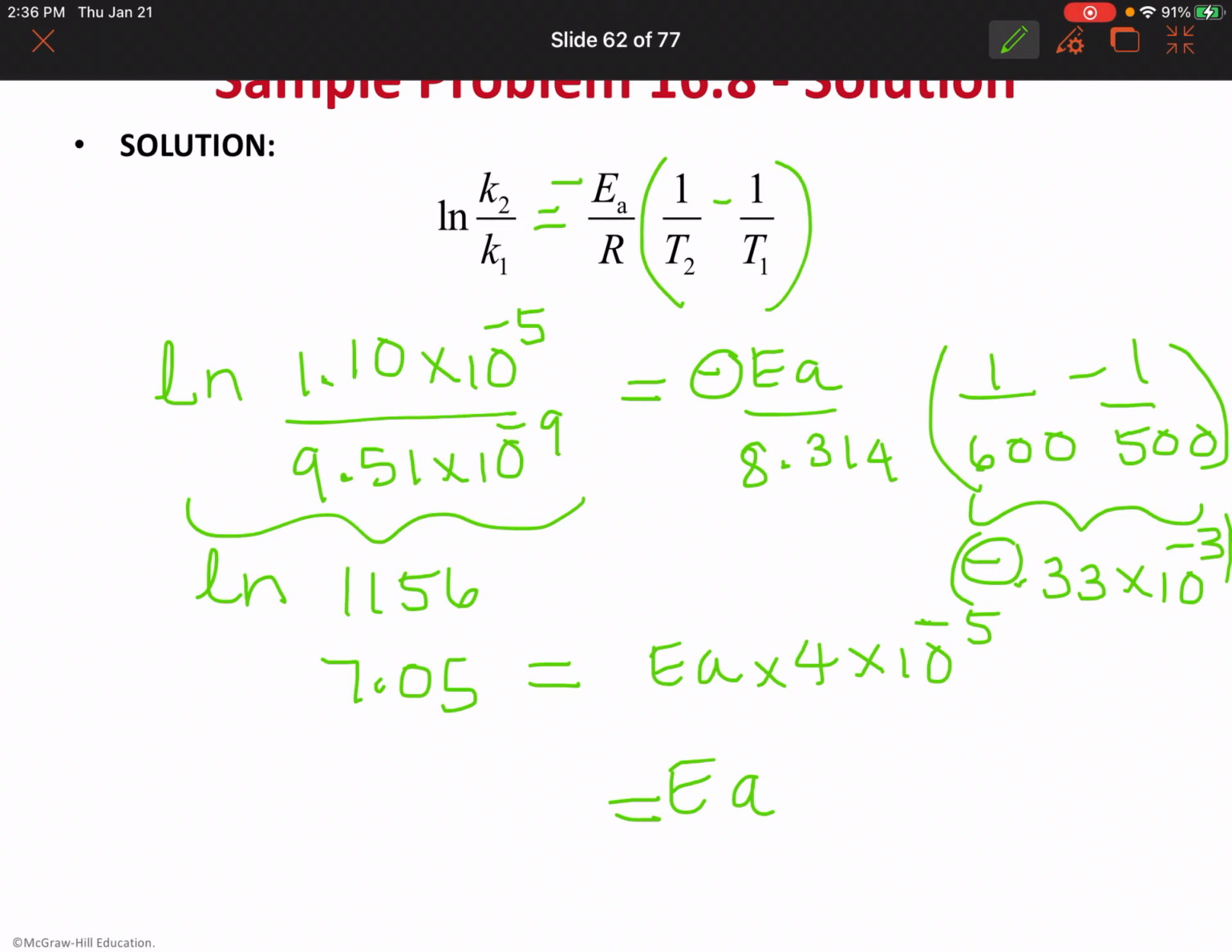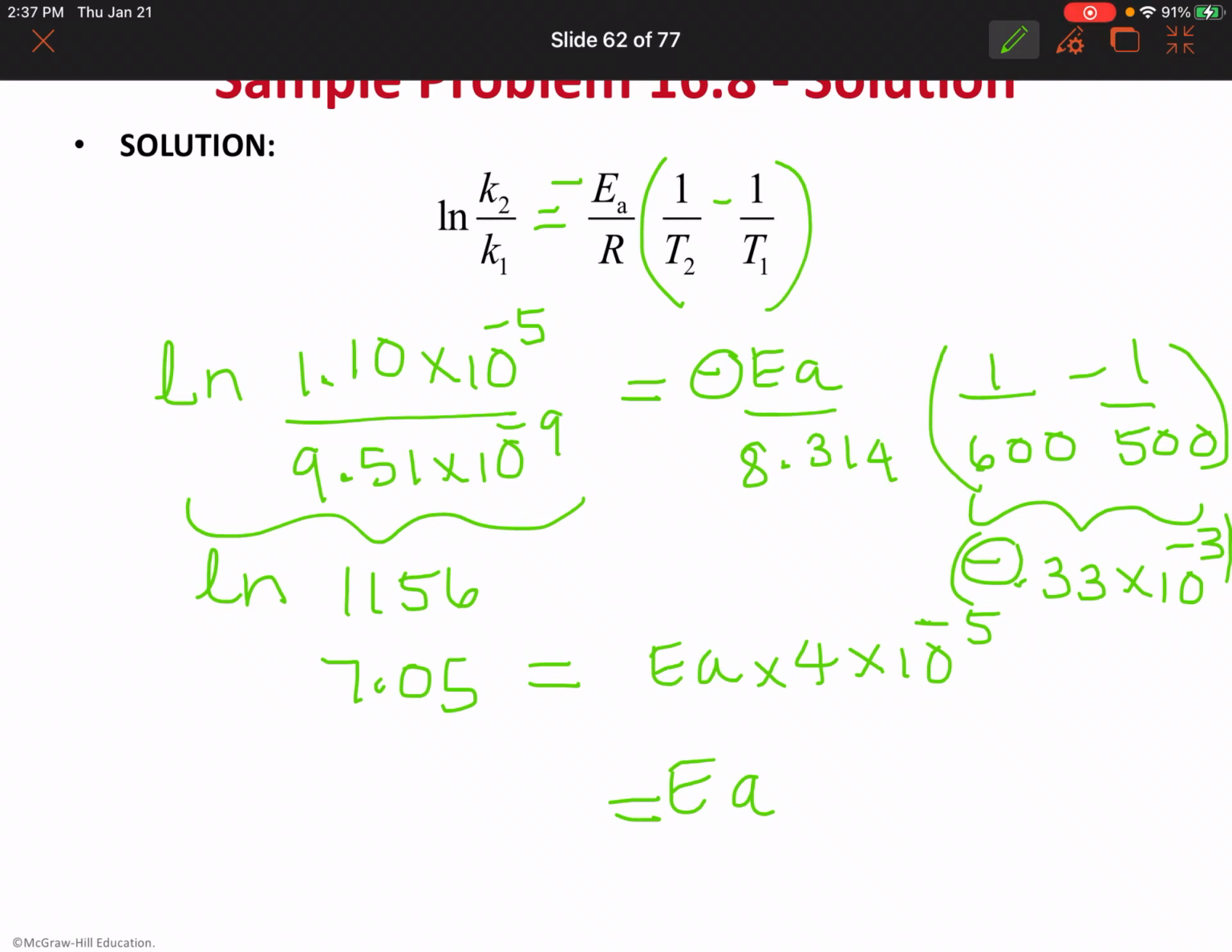That will give you the answer 7.05 over 4 times 10 to the negative 5. Why is my calculator not working with me? Okay, I was typing a wrong number.